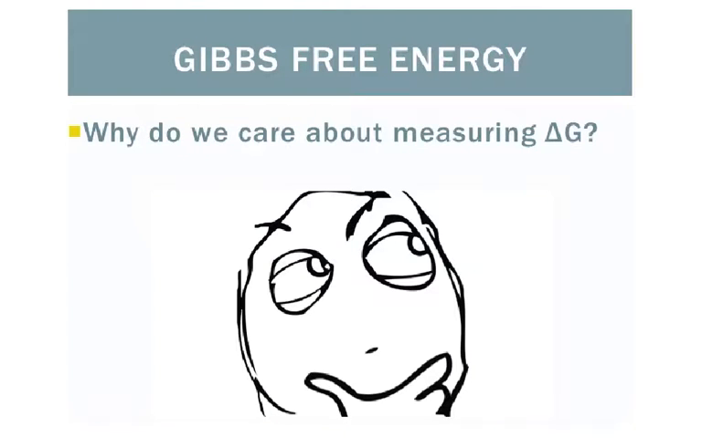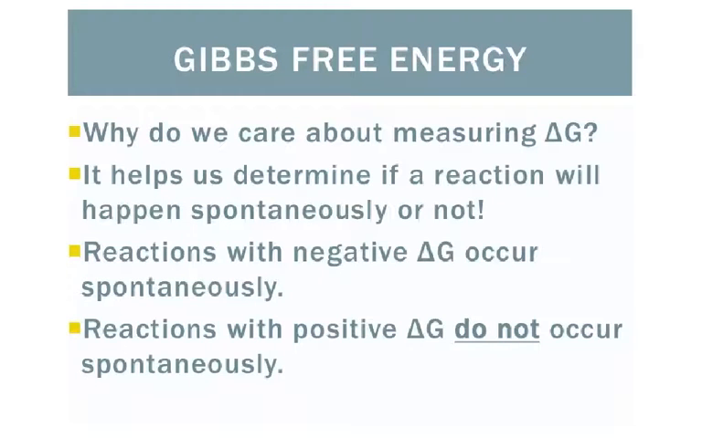So you might say, why on earth do we care about measuring delta G? This is not a math class. Well, we care about delta G because it helps us to determine if a reaction will happen spontaneously or not. Reactions with a negative delta G occur spontaneously, or can occur spontaneously. But if a reaction has a positive delta G, that reaction does not occur spontaneously. That doesn't mean it doesn't occur, it just means it requires an input of energy to occur. So reactions with a negative change in Gibbs free energy can happen spontaneously, but if they have a positive change in free energy, they cannot occur spontaneously.